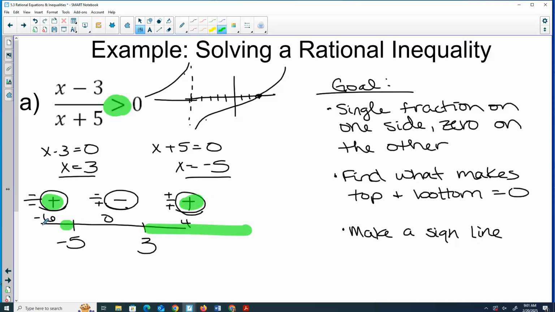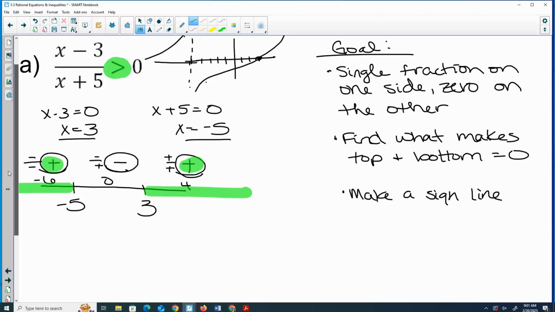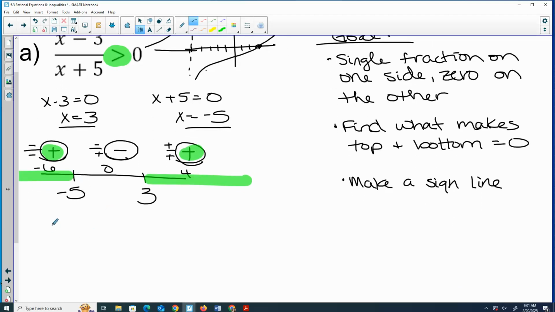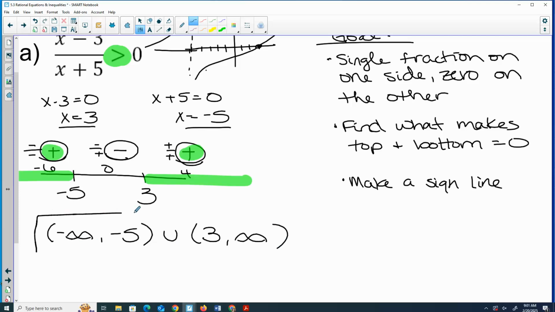So these numbers work. So we will answer with an interval. Everything before negative 5 worked. So negative infinity to negative 5. If you plug in any number smaller than negative 5, you are going to get a positive answer. Or everything bigger than 3 works. This problem did not have an equal to. It was strictly greater than, so that's why everything is parentheses. Equal to's are brackets.